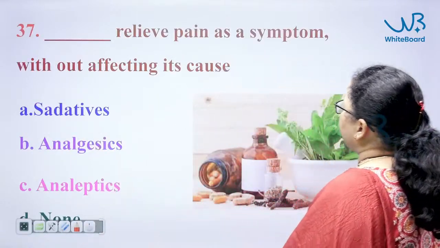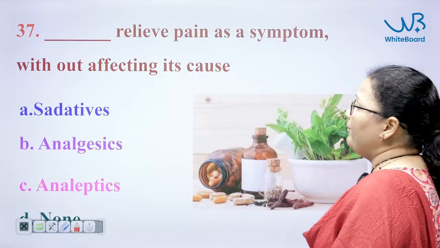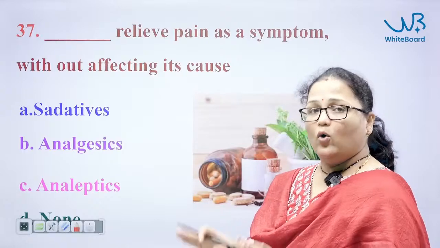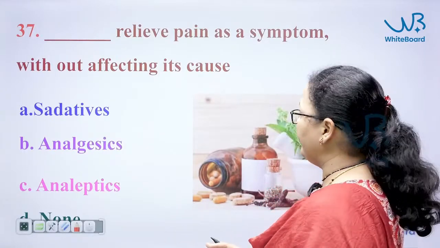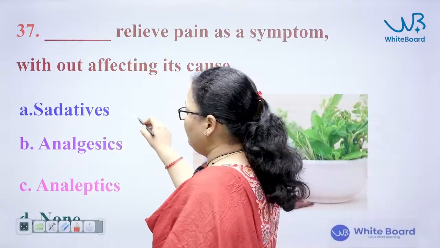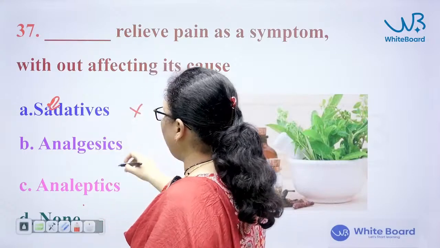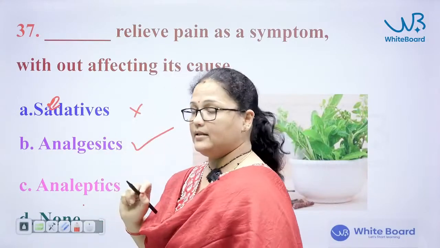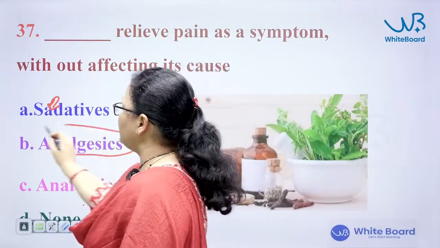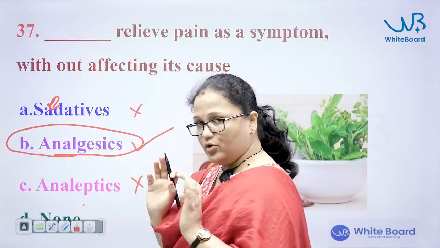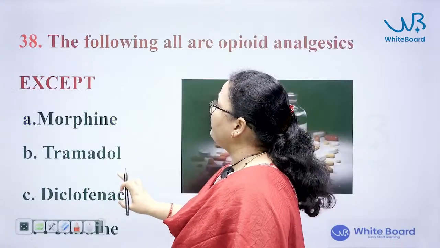Next, it relieves the pain as a symptom without affecting its cause. Okay, pain will be decreased. Only that will be done. There will be no other extra benefit or effect. Okay, sedatives, no. Analgesic, yes. Analeptics, no. So, the correct answer is the analgesic. These are the agents which will reduce only the pain. It will not have any further action.